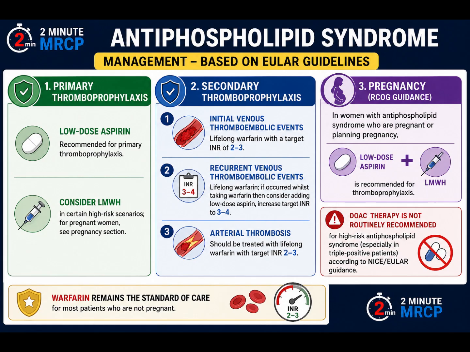During pregnancy, the recommended treatment is low-dose aspirin plus low molecular weight heparin. Direct oral anticoagulants are generally not recommended in high-risk APS, especially in triple-positive patients. And that's all about antiphospholipid syndrome.